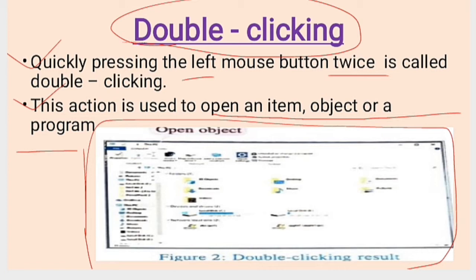Basically, if we want to open a file, an icon or an object, then we have to double click on it. And double click is basically pressing the left mouse button twice. How many times? Twice. Twice means two times. That is double clicking.